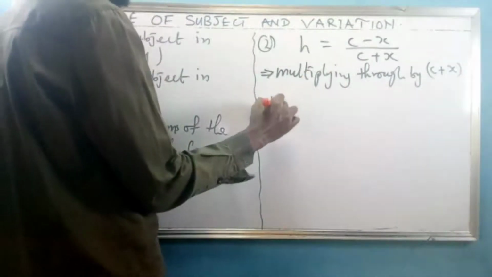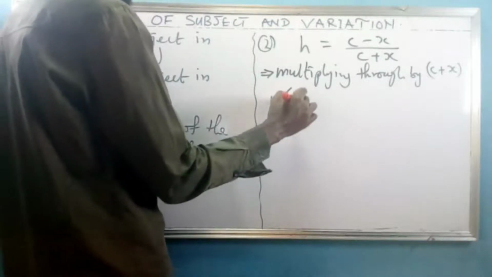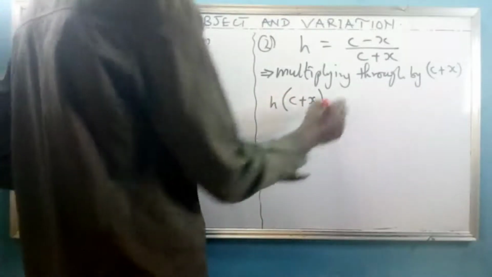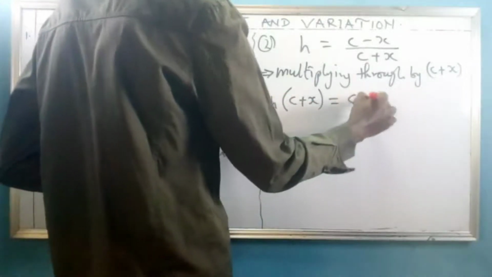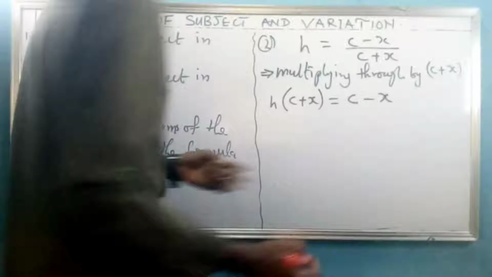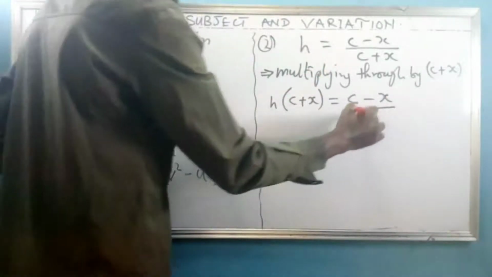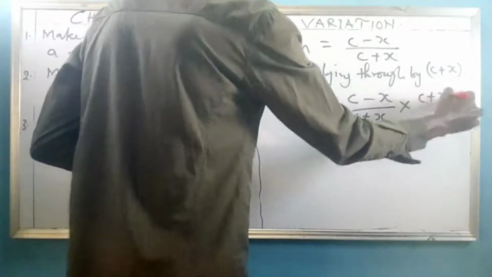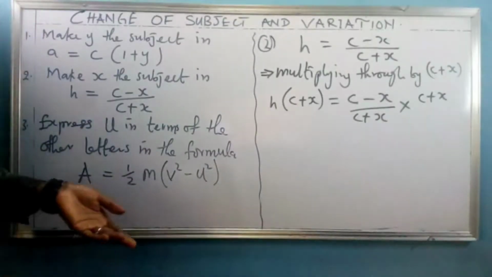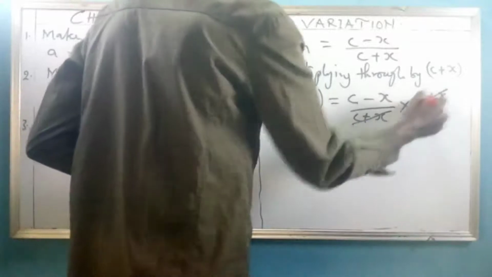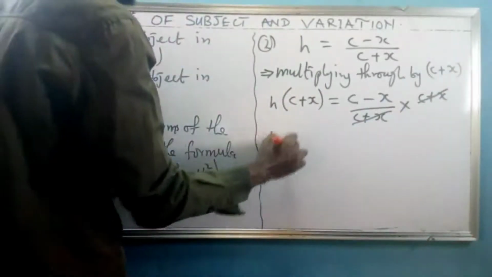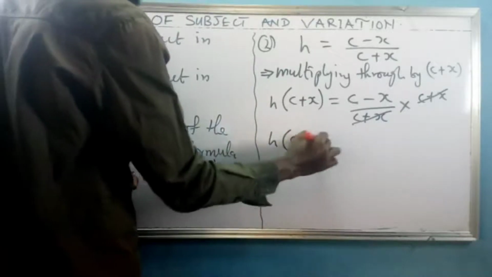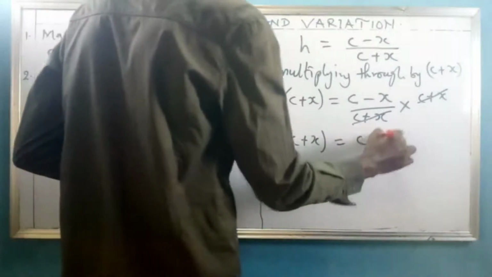So we're going to have h into bracket c plus x. You see that I put bracket there, so I'm not having any confusion here. Is equals to c minus x. Let me write it there so some people will not be saying that we did magic here. There is no magic here. So the next thing you're going to do is this one will cancel this one. So you're going to have h into c plus x equals c minus x.